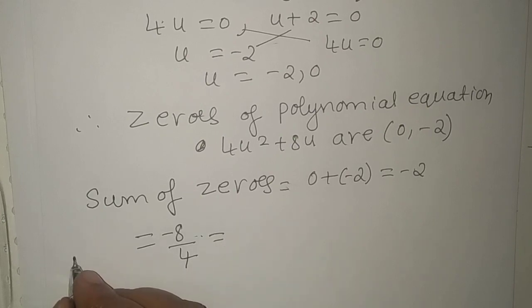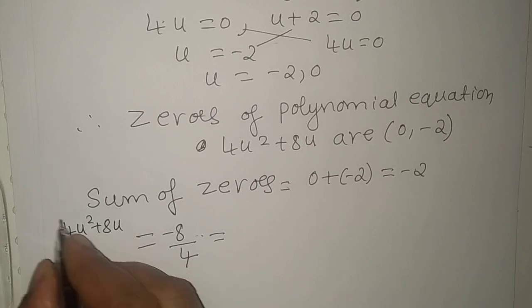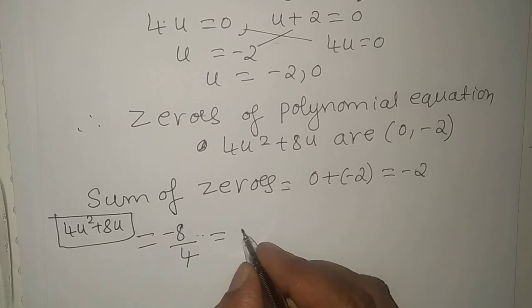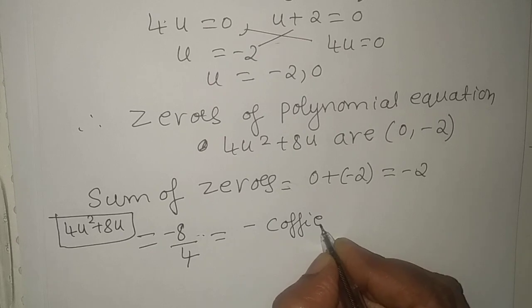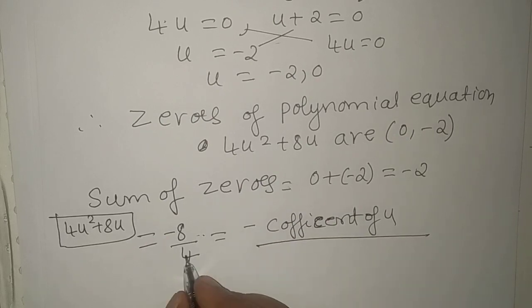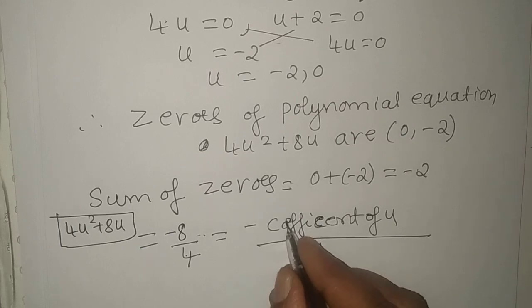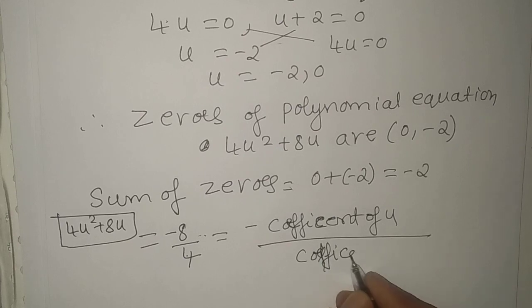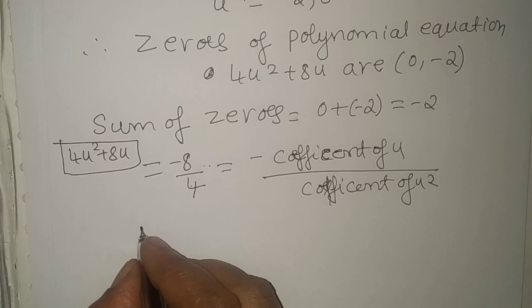So see the equation. What is the expression given here? 4u square plus 8u. In this expression, minus the coefficient of u by 4, which is the coefficient of u square. So this is the sum of the zeros.